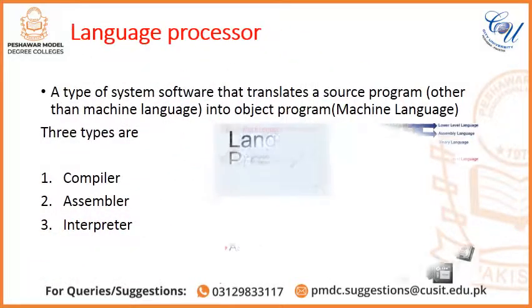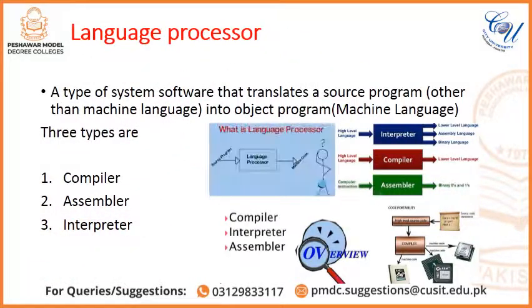Language processor. A type of system software that translates a source program other than machine language into object program like machine language is said to be a language processor. A computer understands instruction in machine code, that is, in the form of zeros and ones. It is tedious task to write a computer program directly in machine code.